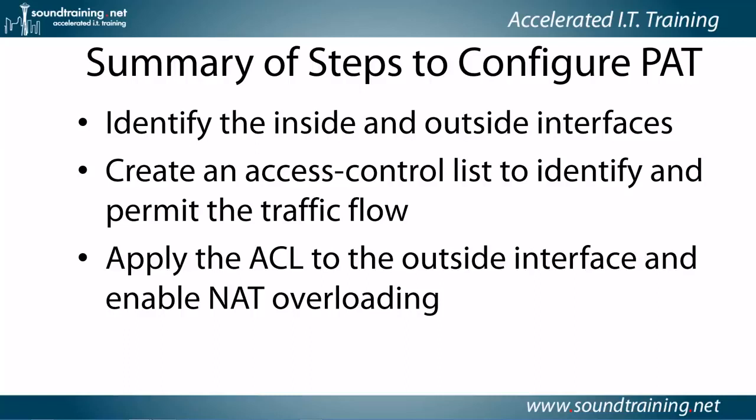Here's a summary of the steps. It's really not very complicated. There's only 3 or 4 steps. I list 3 here. You could make an argument that there's 4, as you'll see when we do the demo, but you identify the inside and outside interfaces. You create an access control list to identify and permit the traffic flow, and then you apply that access control list to the outside interface and enable NAT overloading, all in the same command. So, like I say, pretty straightforward.